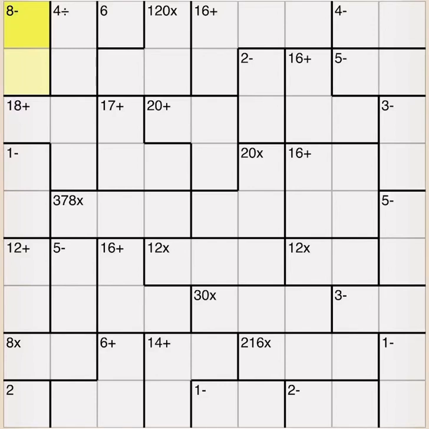Okay, another KenKen 9 by 9, all operations. 1 to 9's all we can put in there. Here we've got 1, 2, 4, 8. Here we've got a 6. And if we look at the options here, we've got 3, 4, 5, 6, 8. We can't have a 4 there.